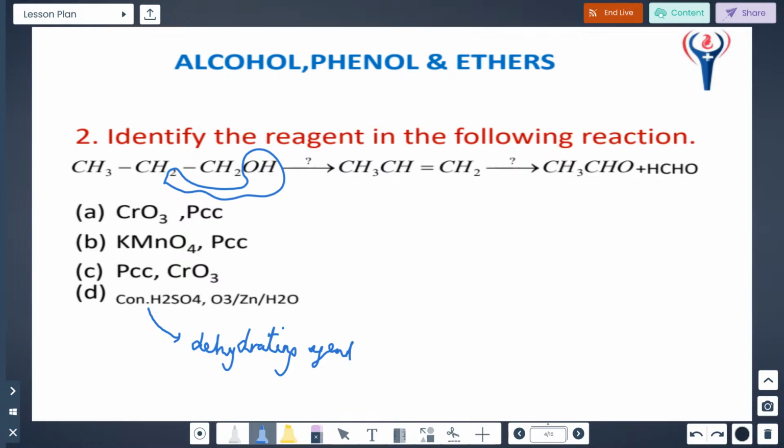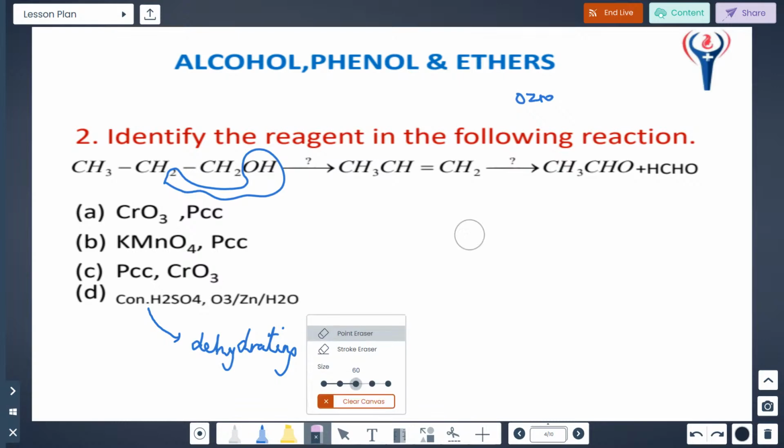Then here also one reagent is coming. Which reagent we have to find out? Simply remember, whenever the alkene, that is the double bond, becomes aldehyde, you just remember it is one process name. This process is called ozonolysis.